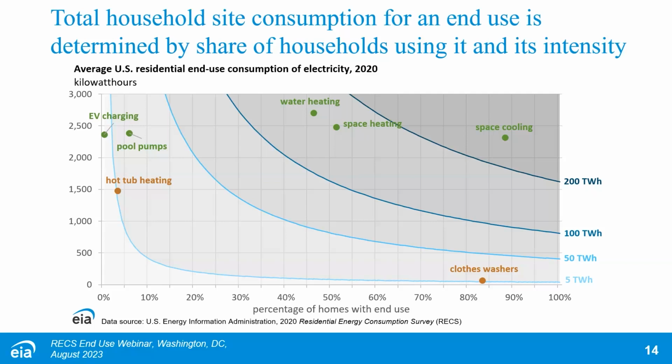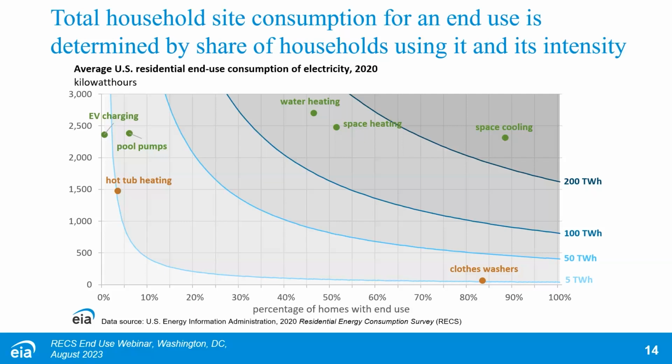Then as we move left, you can see electric space heating and water heating. Around 50% of households use electric space heating or electric water heating, which are both intensive end uses. So they account for 12% of the total each.